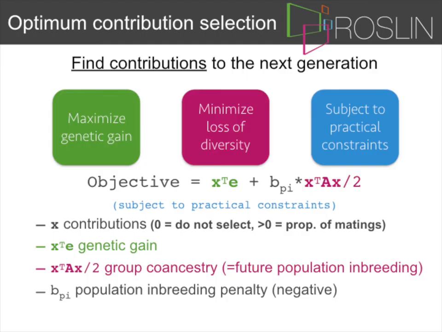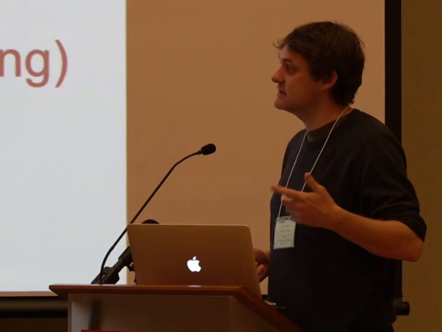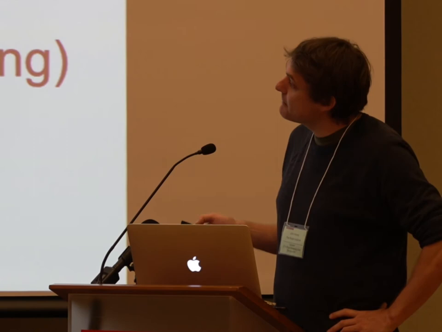And the way to do that is with optimal contribution selection, where you maximize genetic gain, minimize loss of diversity, and you do this subject to practical constraints. The way in which we do that is by solving this equation, and this equation has a few simple things. The vector x is the vector of contributions, so it's the proportion of matings that a particular parent gets in a particular generation. E here would be the breeding value, so then X prime E would become the genetic gain.